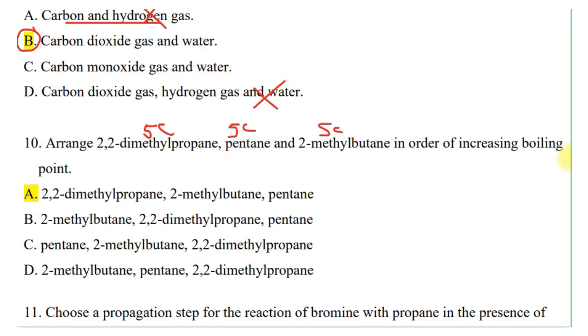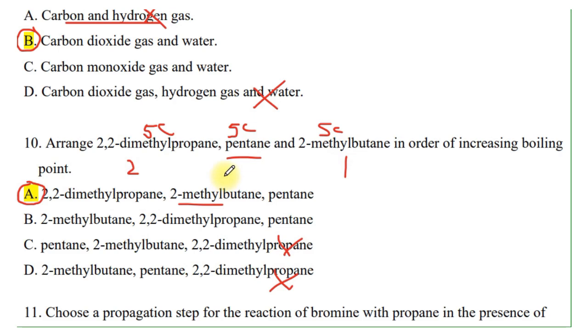So increasing boiling point means from lowest until highest. I know pentane is the highest because it is a straight chain. So these two are out. And then this one has two branches, this one has one branch. So one branch means higher boiling point. So 2-methyl is position number 2. So the answer is A.